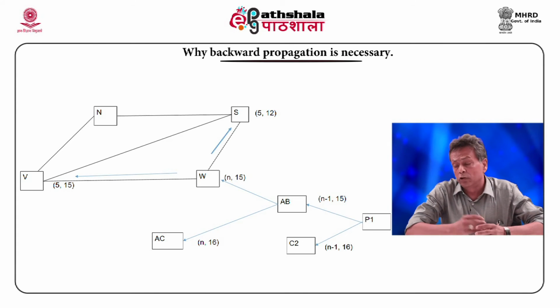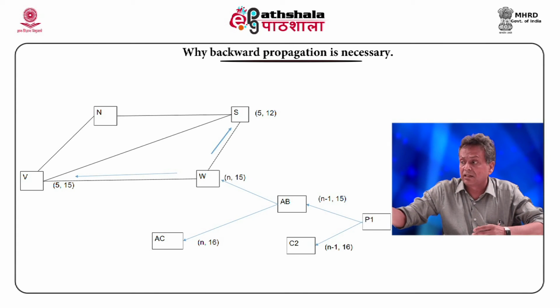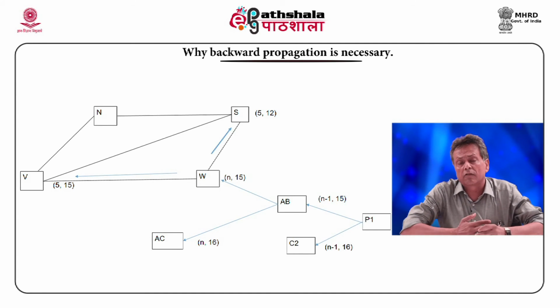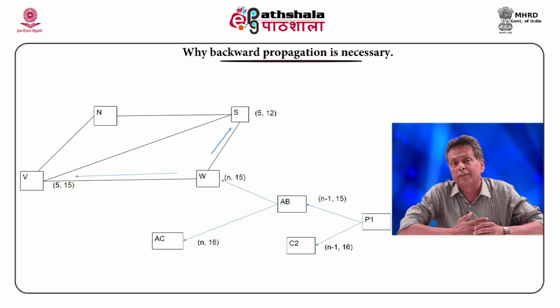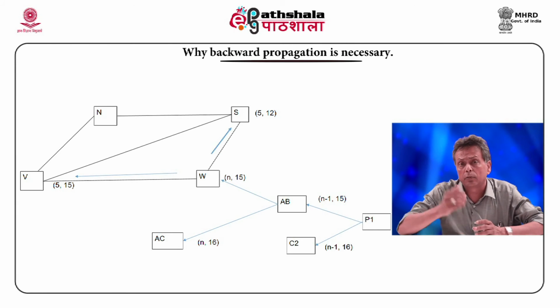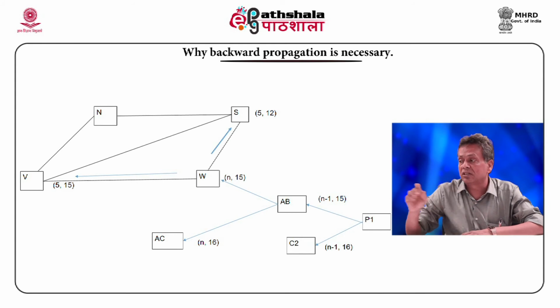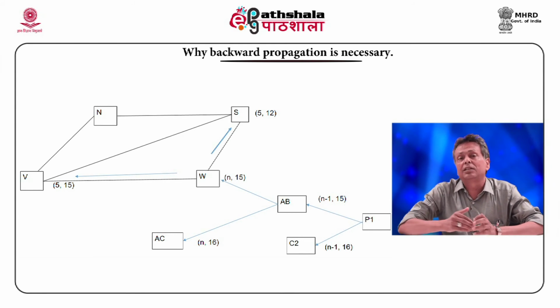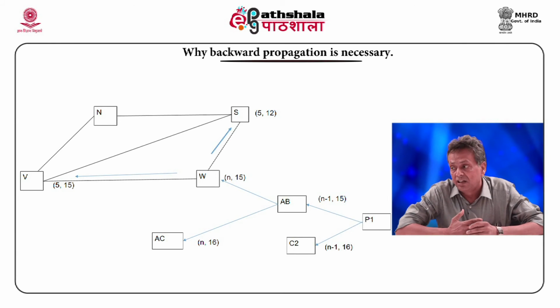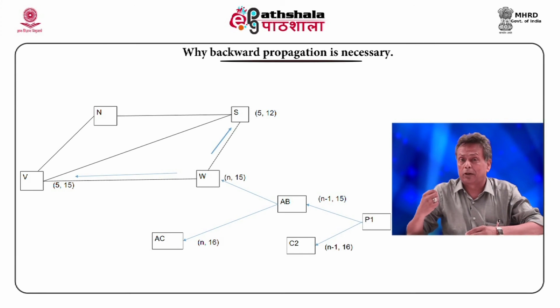Okay. Assume that the S value instead of 12 is 17 and the V value instead of 15 is 20. So, the W value instead of 15 changes to a higher value. If it chooses S, it is going to be 20. So, it is going to be larger. If it is not propagated back, AB will not be in a position to decide that AB W is no longer an optimal path, AB AC is better. Okay. So, this is very important.